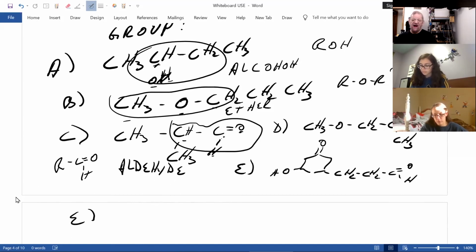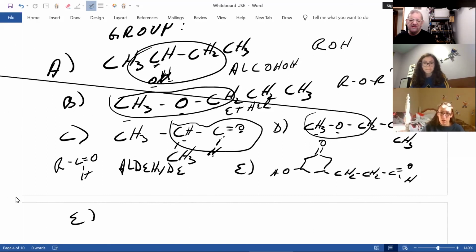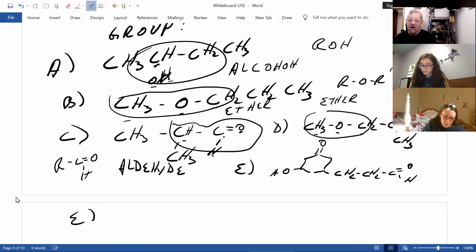Oh, look, I've got an oxygen here with a carbon here and a carbon here. That's an ether. Oh, look, I've got a carbon double bond to oxygen, carbons here and here. And that's a ketone. So there are 2 functional groups. And then E, I threw in everything but the kitchen sink.